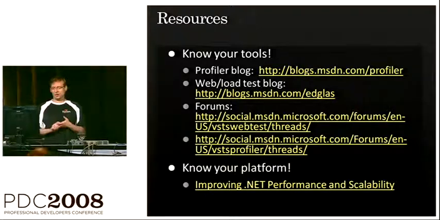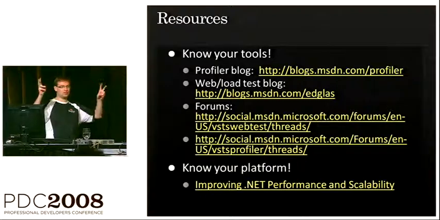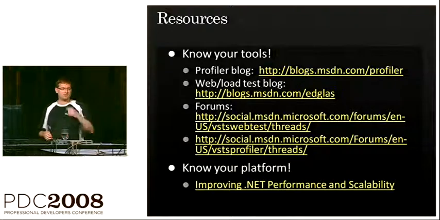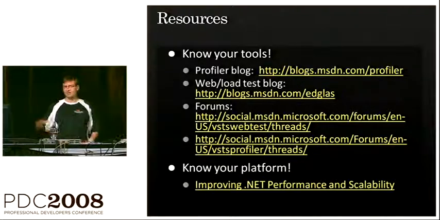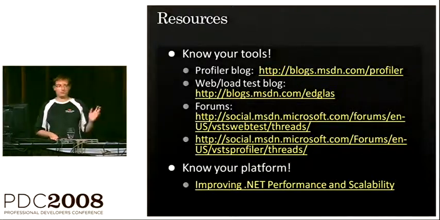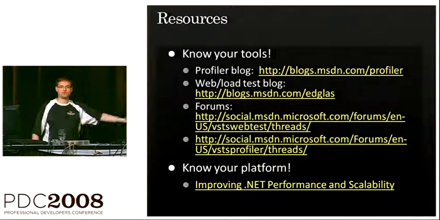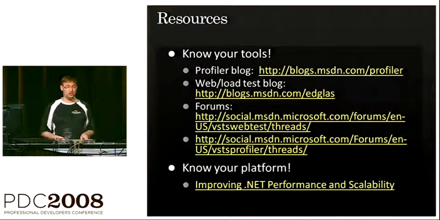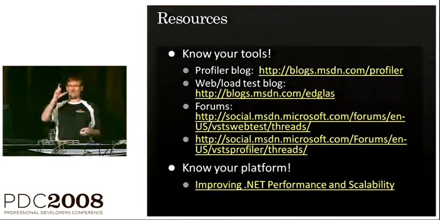Also, I want to call out what we call the Big Blue Book. You've got to know your platform. It's a book called Improving .NET Performance and Scalability. It's up on MSDN. We've used it, Ed used it to define all the thresholds that he's looking for in load test. We use it to define what the rules and guidance should be. It's just a treasure trove. It's like 500 pages.